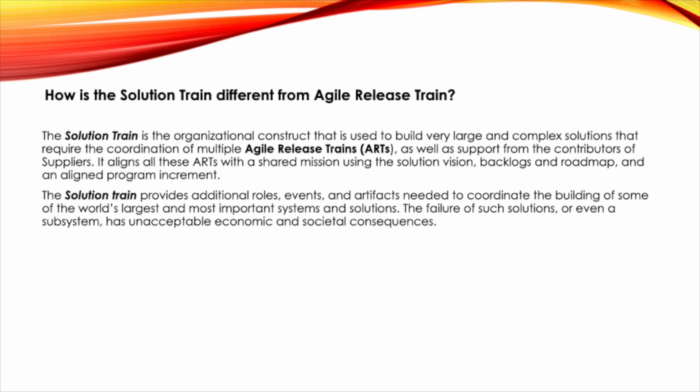How is the solution train different from Agile Release Train? The solution train is the organizational construct that is used to build very large and complex solutions that require the coordination of multiple Agile release trains, as well as support from the contributors of suppliers. It aligns all these ARTs with a shared mission using the solution vision, backlogs, and roadmap, and an aligned program increment.